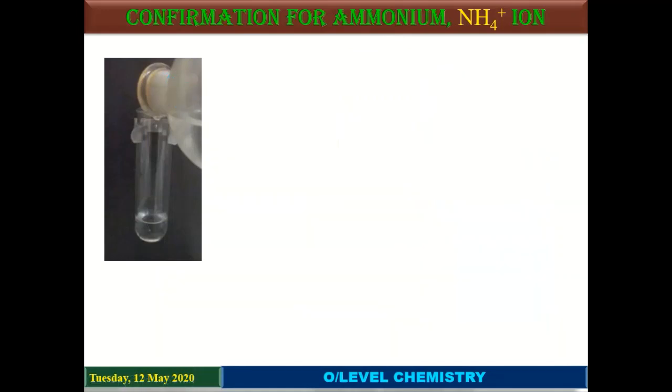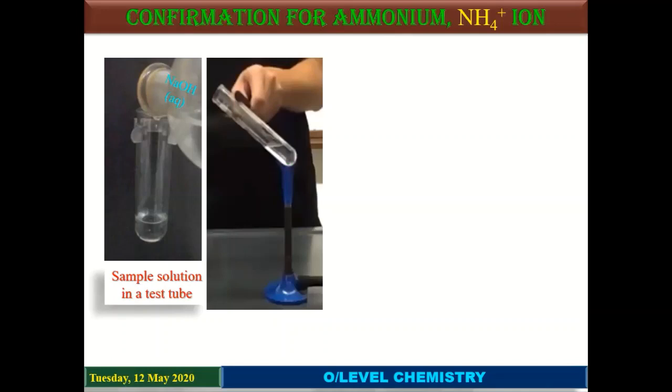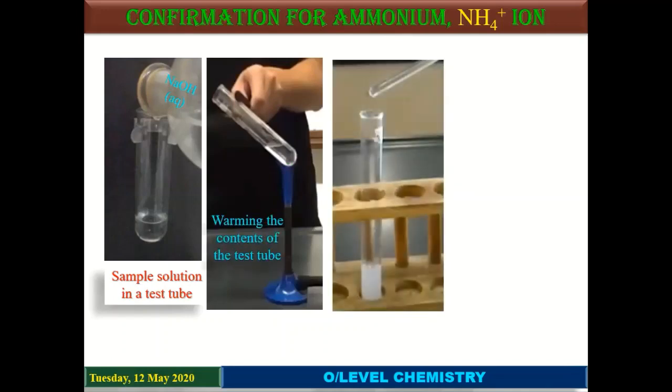Now, another confirmation test is concentrated hydrochloric acid. We will perform the same test, adding a small quantity of sodium hydroxide, then we warm it. Then after warming, now we are doing something different. This is the glass rod. We have dipped it in concentrated HCl, and then we brought it near the mouth of the test tube. You can see the result in the next diagram.